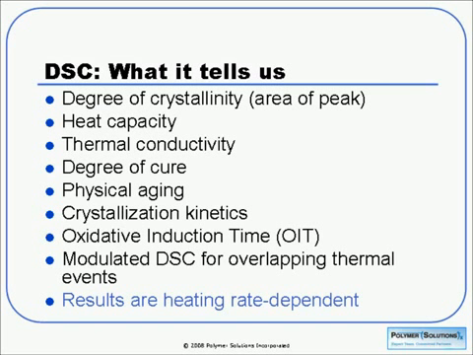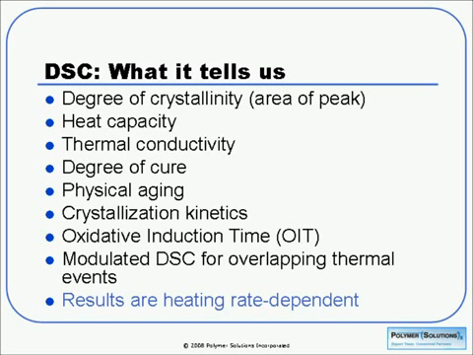So what can it tell us? DSC can provide a wealth of information. Most of the time it's used to determine things like Tg and Tm, but it can also give us degree of crystallinity. It can help us determine heat capacity, and in some cases thermal conductivity of samples.